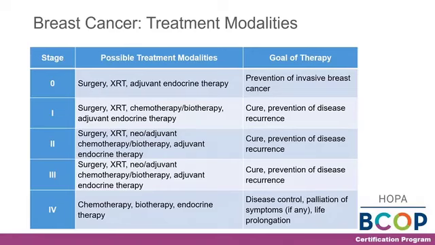Lastly, with stage 4 breast cancer or metastatic breast cancer, possible treatment modalities, generally speaking, include chemotherapy, biotherapy, and endocrine therapy. Surgery and/or radiation therapy may be considered in some patients, depending on symptoms, like palliation of symptoms, if that's needed. But by and large, surgery is not usually a part of the treatment modality for stage 4 breast cancer. And the goal of therapy here changes. The goal generally becomes disease control, palliation of any symptoms that may be present, and life prolongation.